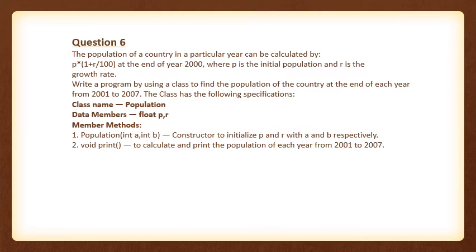The class has the following specification: class name population, data members float P and R, member function population(int A, float B), a parameterized constructor to initialize P and R with A and B respectively. Void print to calculate and print the population of each year from 2001 to 2007.